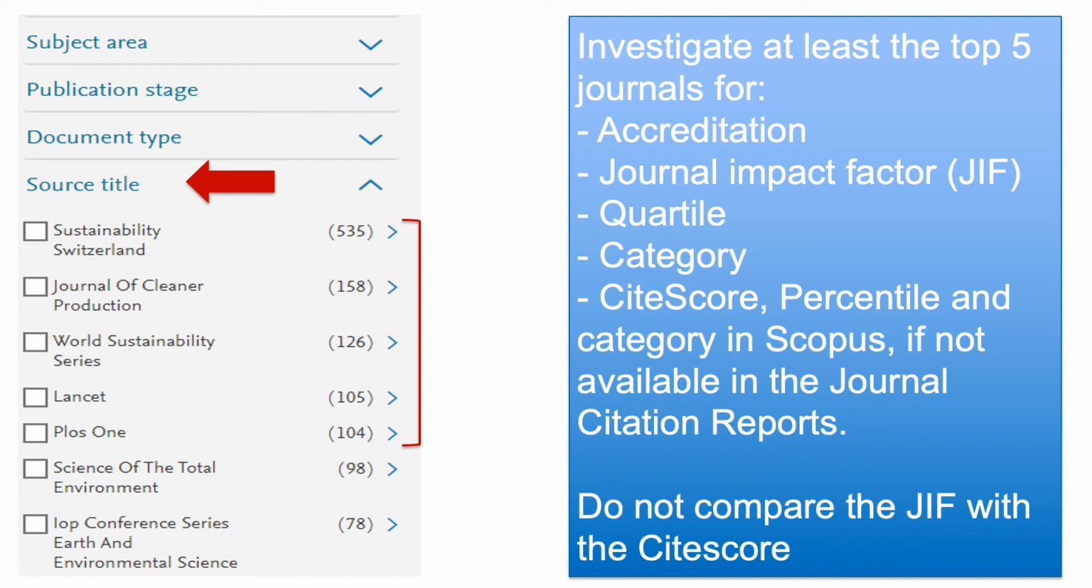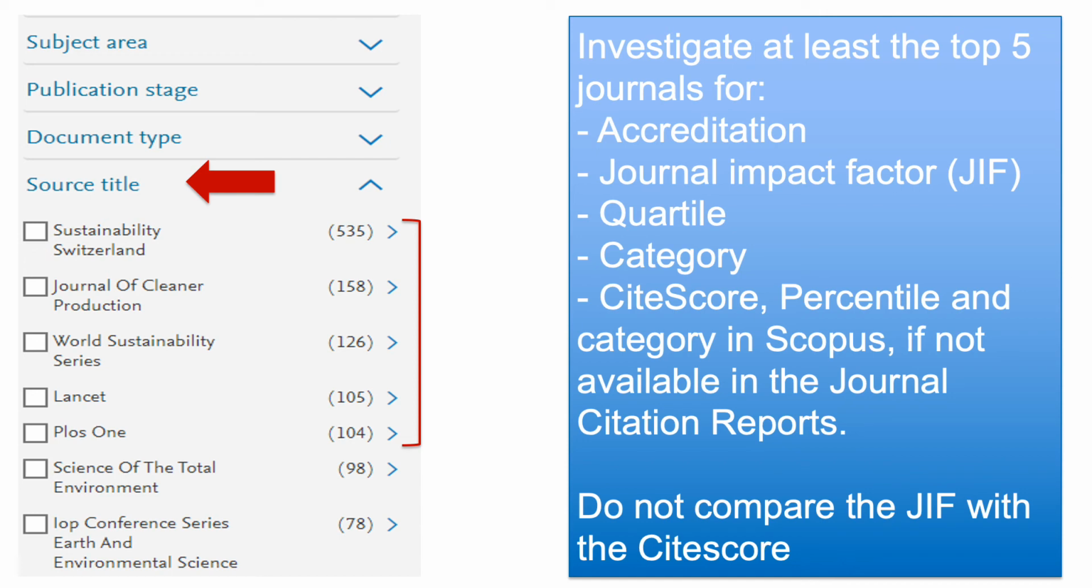I checked for the following. Is the journal accredited? What is the impact factor or the site score? And what is the quartile? What is the category? I will only check the site score, percentile, and category in Scopus if the journal does not appear on the journal citation reports. But then you need to do this for all your journals that you are investigating, seeing that you cannot compare the journal impact factor with the site score, as the methodologies that they were calculated with differ.